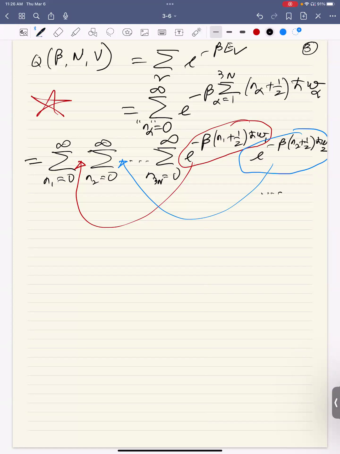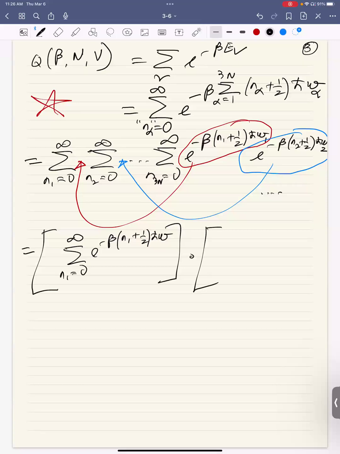So once you do that, you get the summation over n1 equal to 0 to infinity of e to the power minus beta times n1 plus half h cut omega, multiplied by the summation over n2 equal to 0 to infinity of e to the power, again making the same mistake, terrible. Some people don't learn from their mistakes. That's me. Okay. And if you look at all of these, you can simplify it one step further.